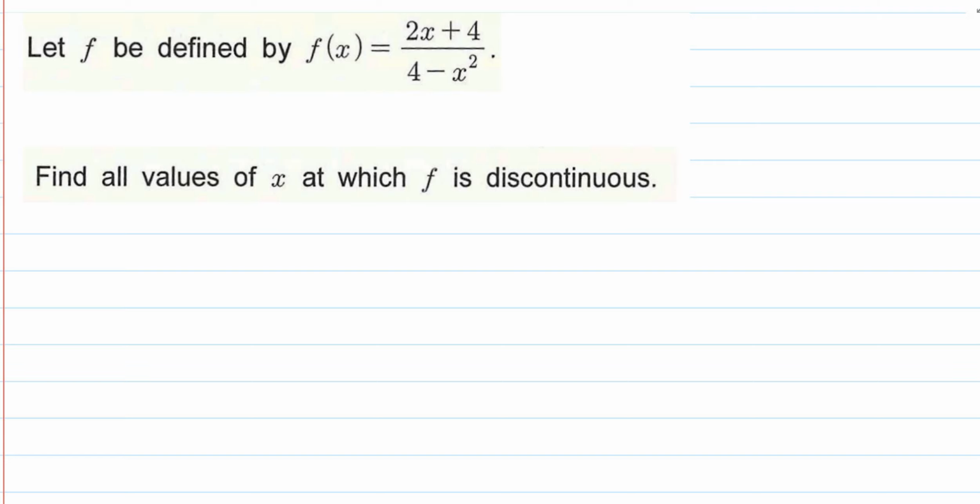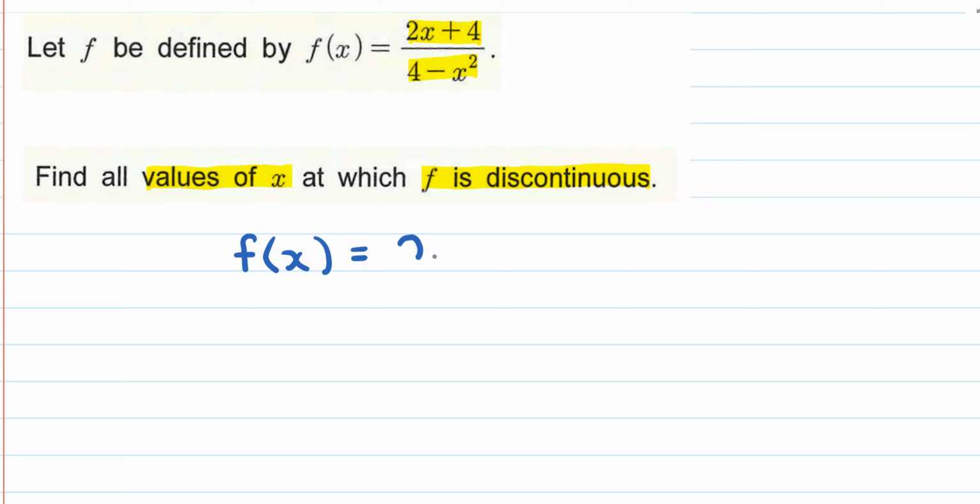In this next question, we have a rational function f of x, which is (2x + 4) divided by (4 minus x squared). And we want to find all values of x in part A where this function is discontinuous. Okay, so if I continue on with my function notation, a general strategy when you're dealing with a rational function is to try your best to factor the numerator and the denominator.